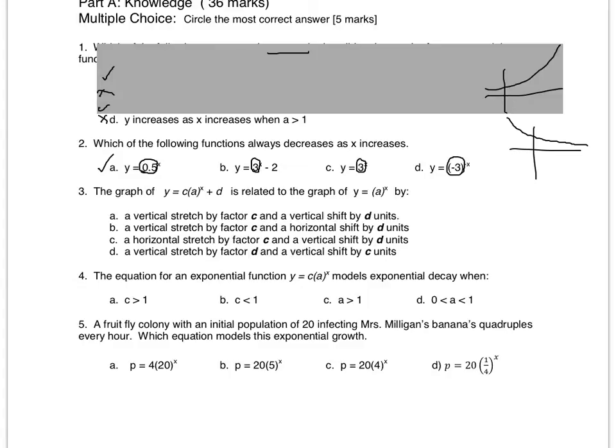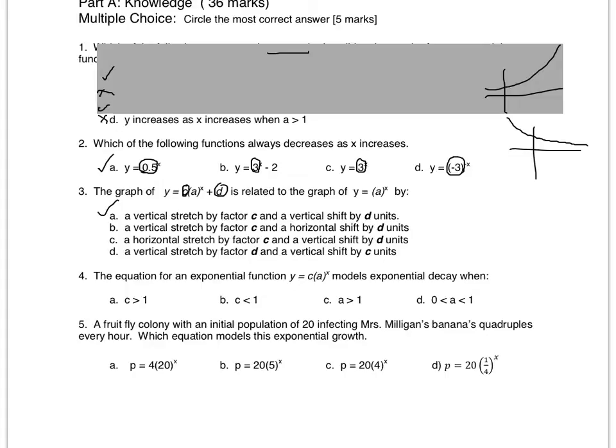The next one says the graph of y equal to c a exponent x plus d is related to the graph of y equal a exponent x by, looking at this one, a vertical stretch by a factor of c, which is correct because of c here, and a vertical shift by d units, which is correct, d units. So this is correct.